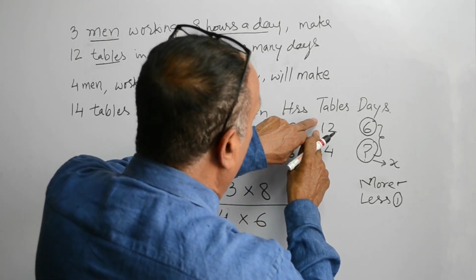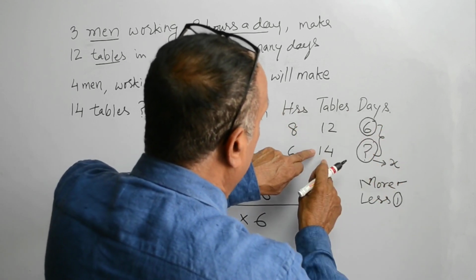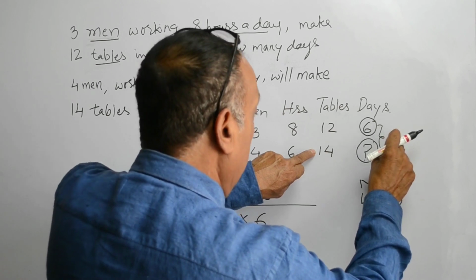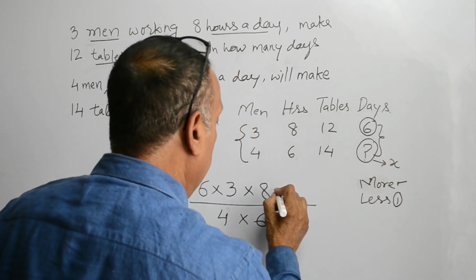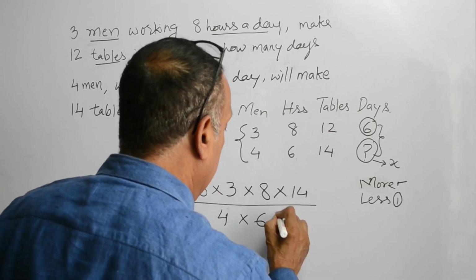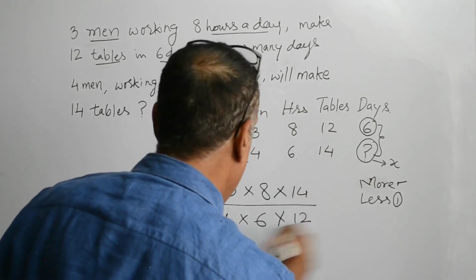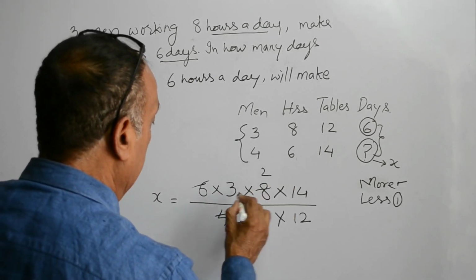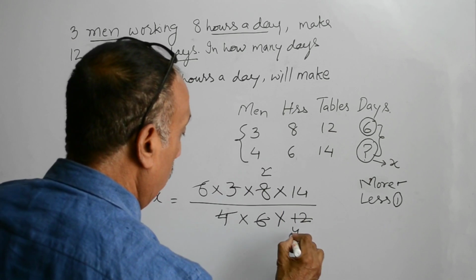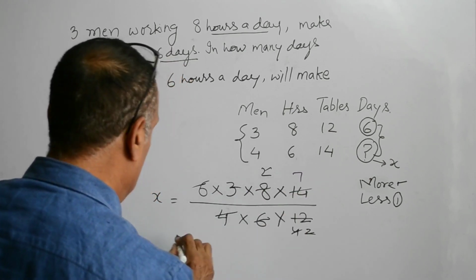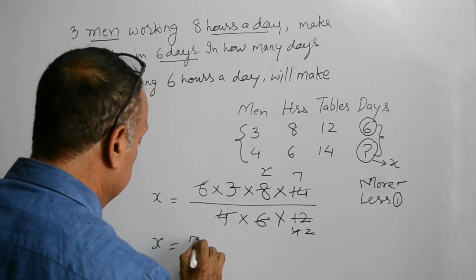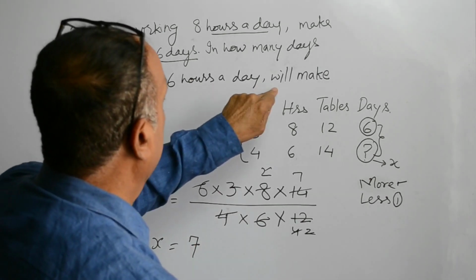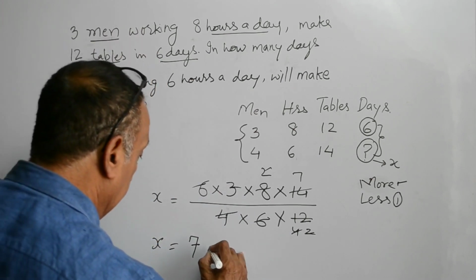Now, if we are to make 12 tables, we take 6 days. If we want to make 14 tables, the days required will be more. So, if the answer is more, multiply by the bigger and divide by the smaller one. Now, it is 2 and it is 4 and it is 2 and it is 7. So, x is equal to 7. It means 4 men working 6 hours a day will make 14 tables in 7 days.